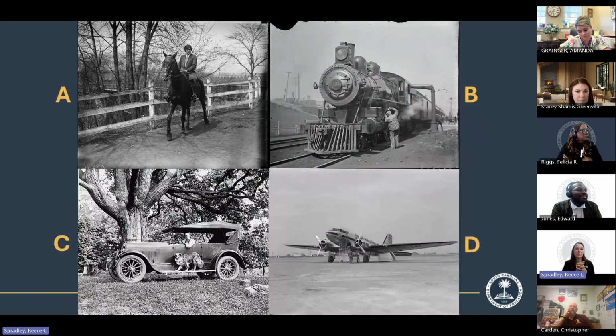In the chat, you can kind of talk amongst yourselves, but in the chat, I'd like you to send the letter of which one you think does not belong and why. A, because it's not motorized. It's a good answer. D, because it's not ground transportation. My vote's going to be A because it doesn't have wheels.